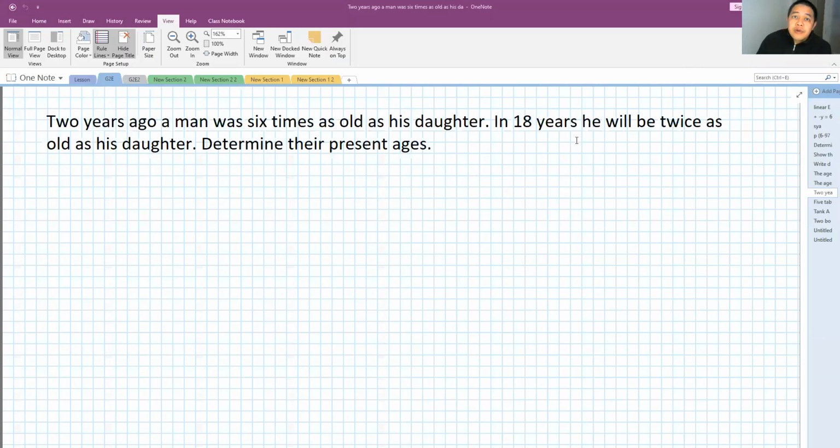Hi everyone, good morning. Today I'm going to discuss 4 questions related to solving linear equations with 2 unknowns or 2 variables. So here's the first one. 2 years ago, a man was 6 times as old as his daughter. In 18 years, he will be twice as old as his daughter. Determine their present ages.